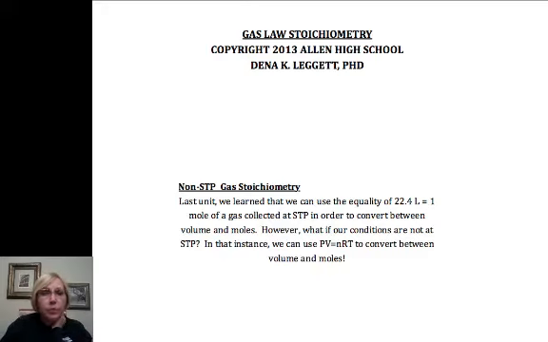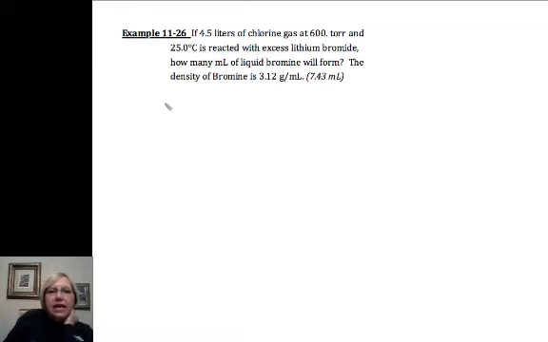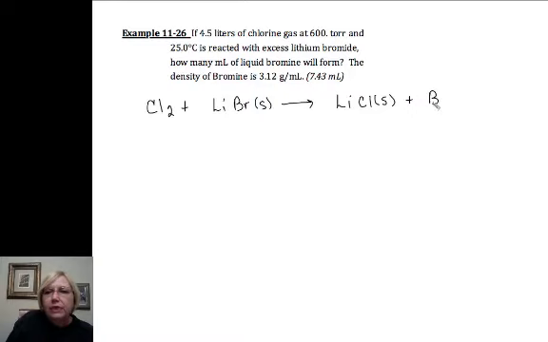We just have a couple more problems to work here. Again, we want to start with our balanced equation. So we have chlorine this time reacting with lithium bromide. Now that's an ionic compound. Ionic compounds are typically going to be solids. And it's a single replacement. You should be able to predict these. And then we would get bromine liquid.